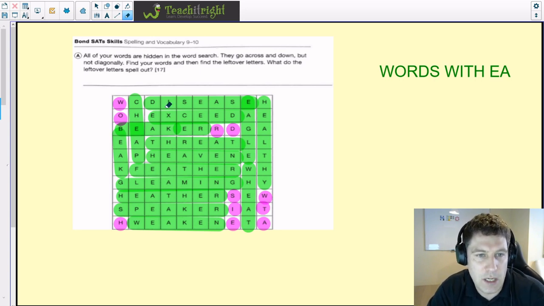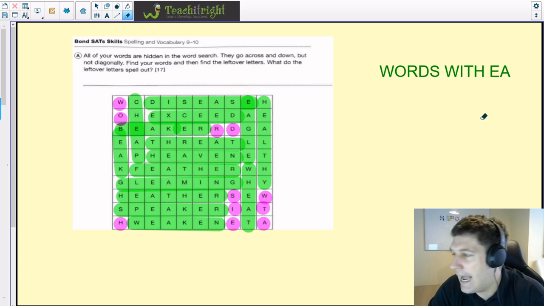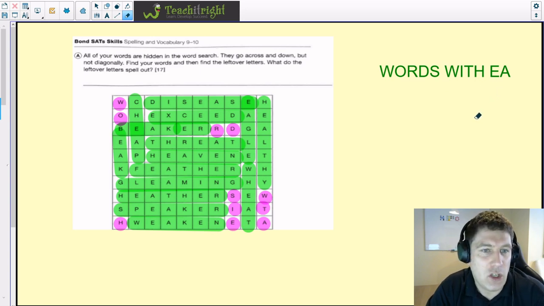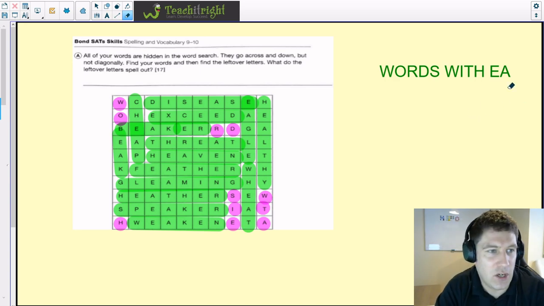So if you'd done the word search, most of the letters were hopefully covered up, but you do have some letters that are left over. And the letters that are left over spell words with E and A. So hopefully you managed to work that out. That was your first little task in your homework.